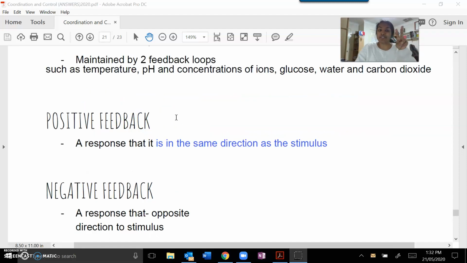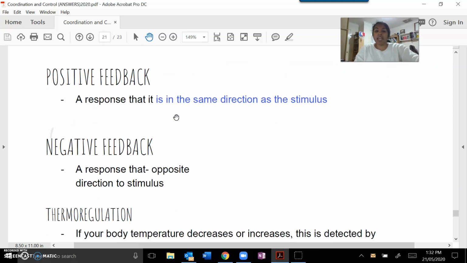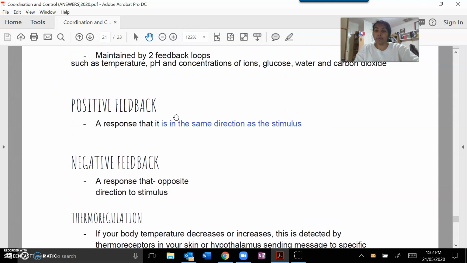So there are two different feedback loops. There's a thing called positive feedback, which is a response that is in the same direction as the stimulus, and negative feedback, which is a response that's in the opposite direction of the stimulus. So when you're in a cold environment, the cold environment is a stimulus, and then what your body's going to do is try and do the opposite and heat your body up. You don't want it to be cooler.